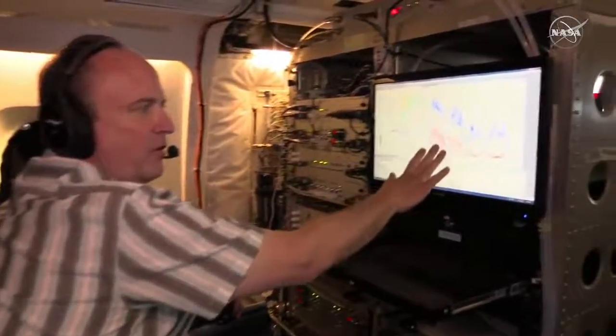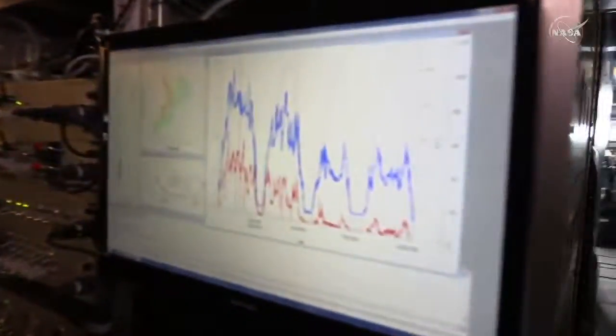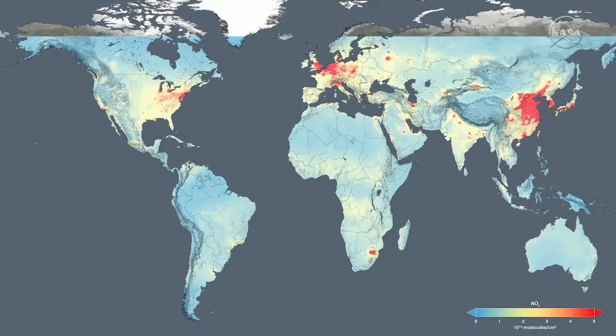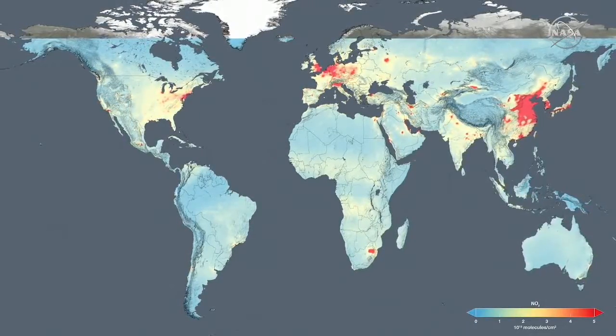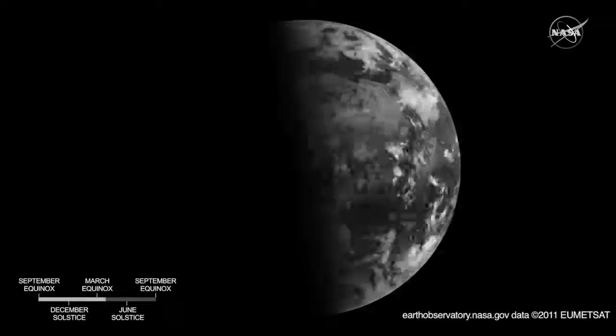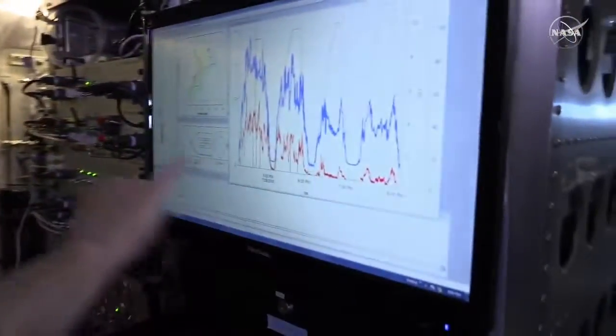The contrast between north and south is going to tell us a lot about how the large sources in the north of human pollution affect the global atmosphere differently in the south with fewer sources, and different hemispheres will have different seasons as well.